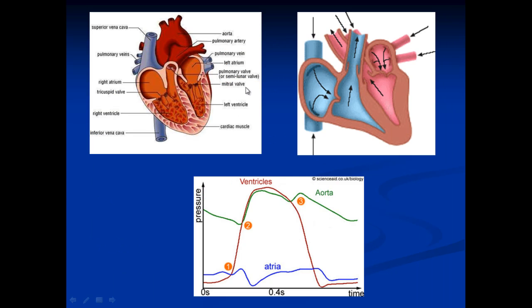Okay, now if we look at these two heart pictures here, this shows atrial systole because the atria are contracting and the AV valves are open. The SL valves are shut at this point. This diagram shows ventricular systole. That's because the semilunar valves are open but the AV valves are shut.